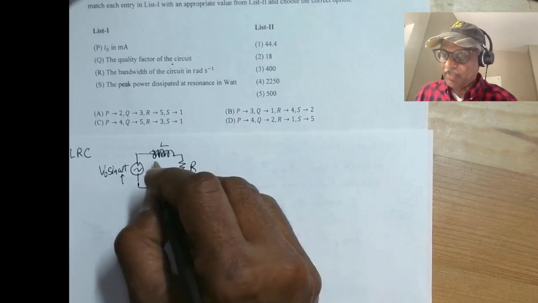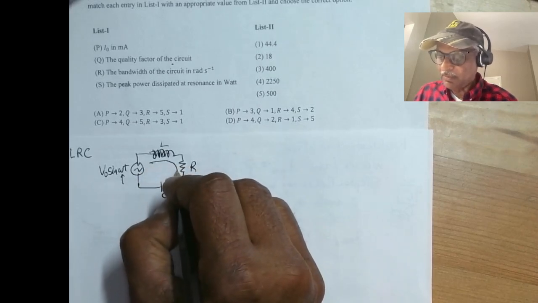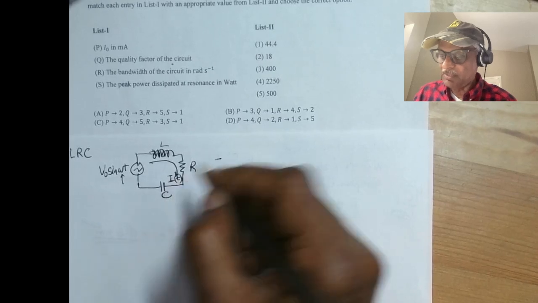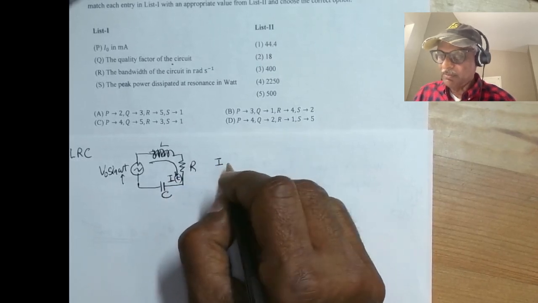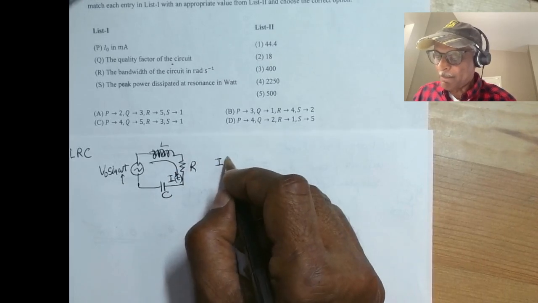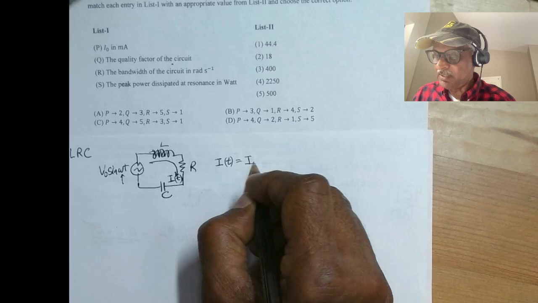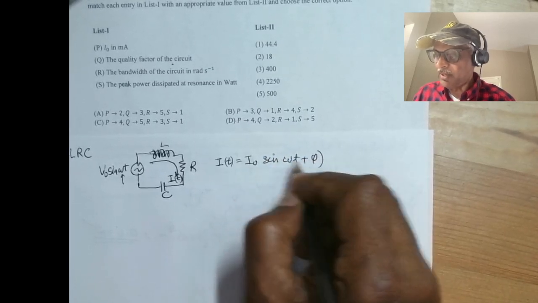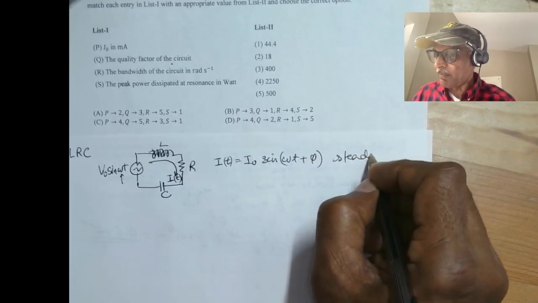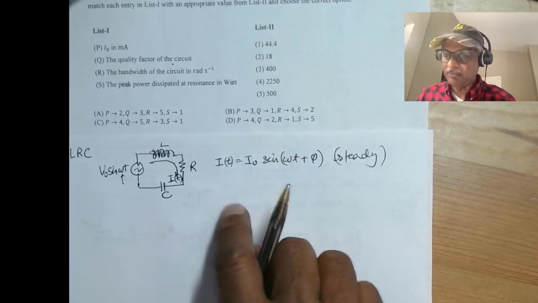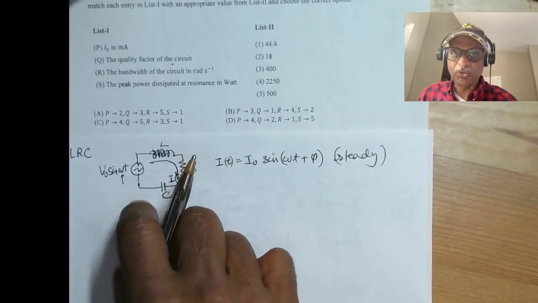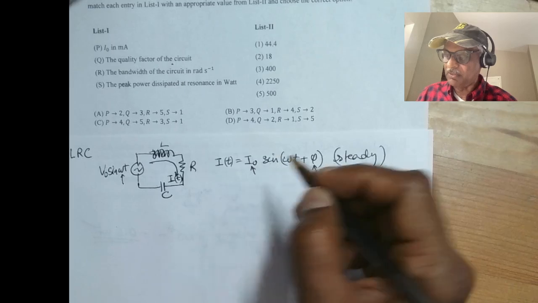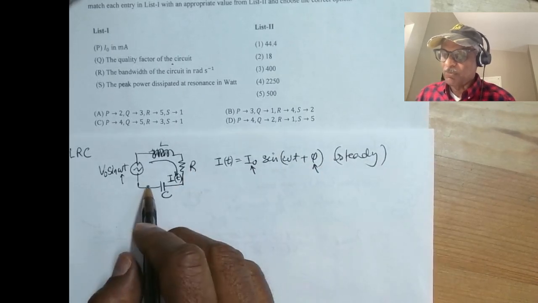So the current is I of t at some instance. So I of t will have some kind of I0 sine omega t plus phi in a steady current, right? If the circuit has been closed for a long time, so that's the steady current. And there is a formula for phi, and there is a formula for I0.